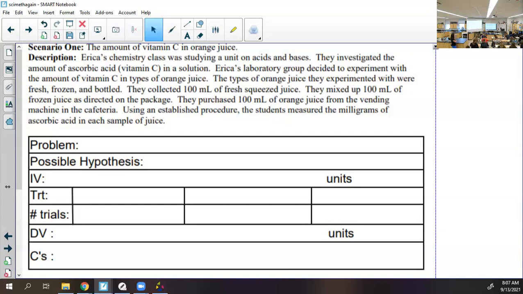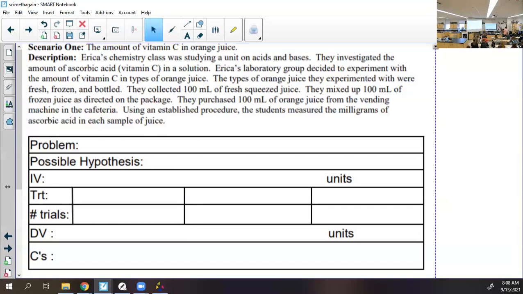The title of the scenario almost always tells you what the problem is. Now, problem has a lot of negative connotations in our life, but problem really means what do we want to know, or what does Erica want to know? She wants to know which type of orange juice has the most vitamin C. So the problem is always like, what am I going to do in this lab? What am I trying to figure out? I'm trying to figure out the amount of vitamin C in different types of orange juice.